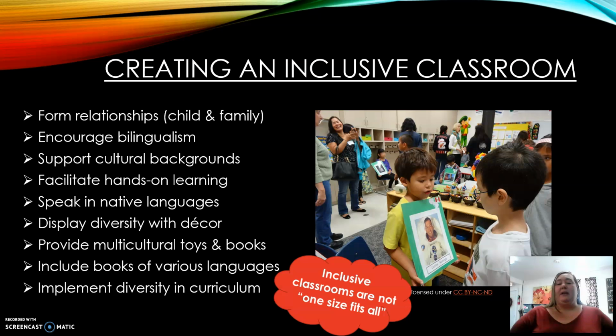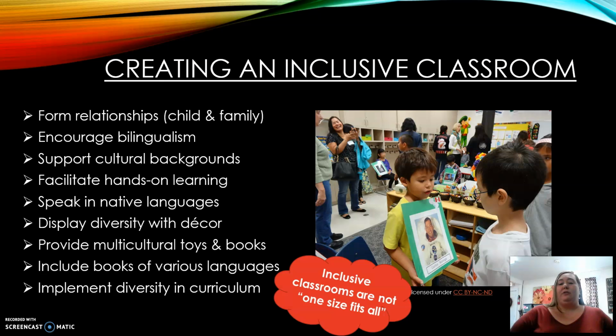Speaking in native languages whenever possible also helps to create an inclusive classroom. You may not be able to speak full sentences, but for a child, only hearing one or two words in their native language lets them know that you think their culture and their background is important. Display diversity with decor. This is important because we want to make sure that in our classrooms, our pictures and our posters, our books, all talk about different cultures and different backgrounds. This allows children to feel welcome and not feel like they are out of place.